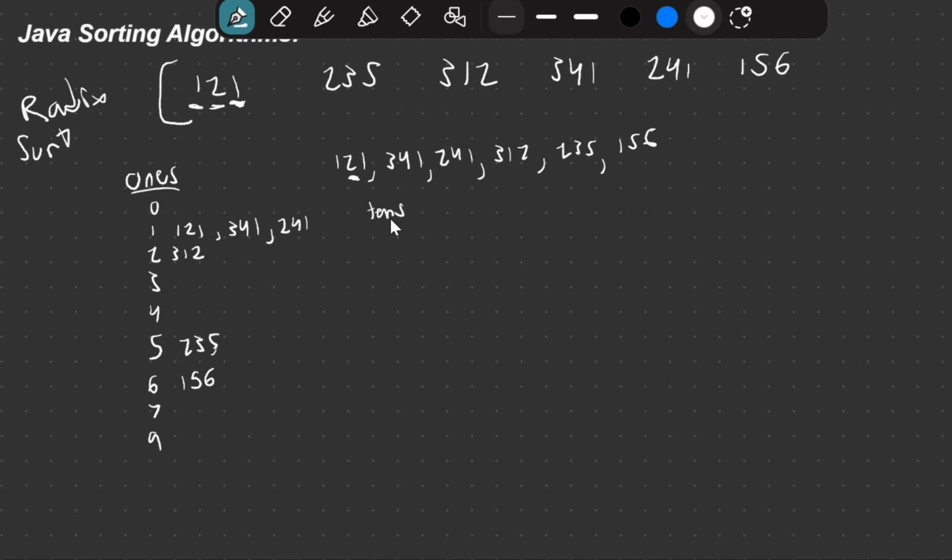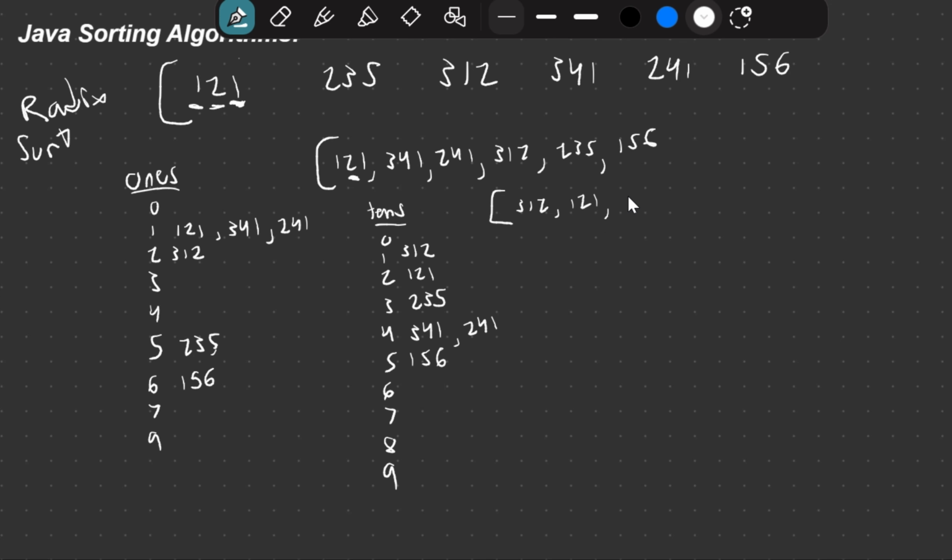So now we're going to do this again with the tens place. We're going to do tens, and all the tens digits can be this. And we're going to file through this new array again, but this time looking at the tens place. So 121 has a 2, 341 has 4, 241 has 4, 312 has 1, 235 has 3, and 156 has 5. So now we're going to move all these values into a third array. 312, 121, 235, 341, 241, 156.